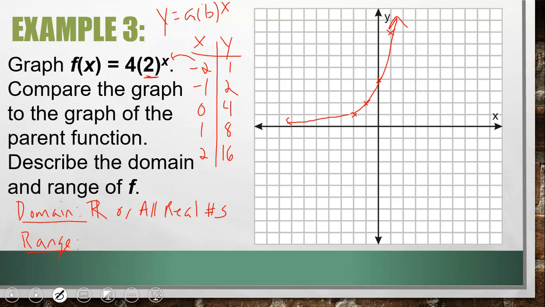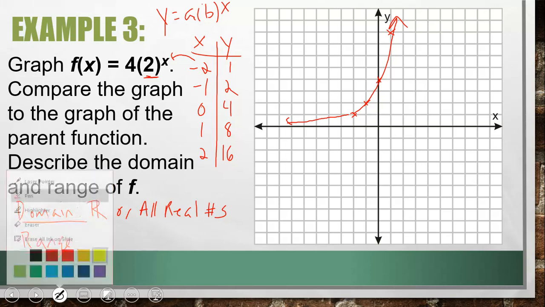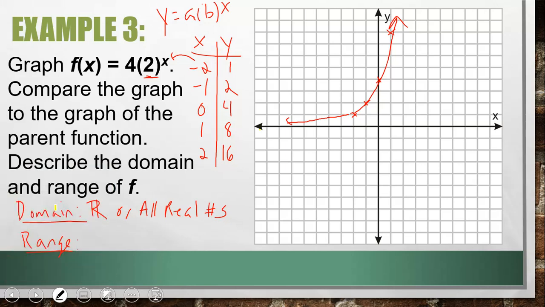Your range in this graph, if you notice here, this graph has what's called an asymptote at the x-axis. It never reaches the x-axis. It gets really close to it, but it never actually reaches this x-axis here. So if you take a look here, it never reaches this. Gets close, but it never gets there. Our range is any y value greater than 0. So your range is y is greater than 0.